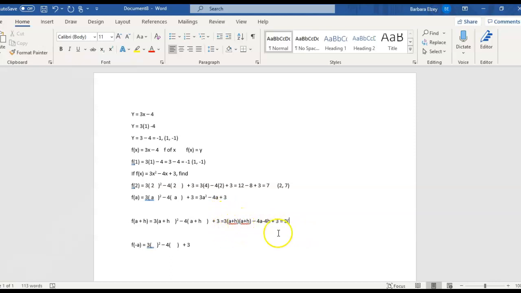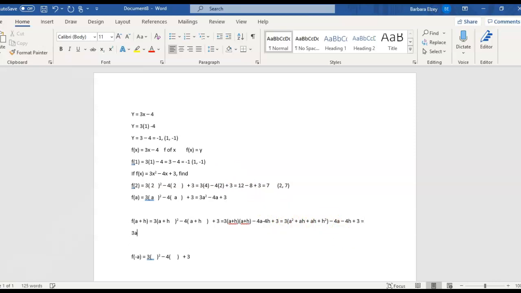A times a is a squared. A times h is ah. H times a is also ah. And then h times h is h squared. And then I still have my minus 4a and my minus 4h and my plus 3. Now, I'll go ahead and distribute that 3 through those parentheses.